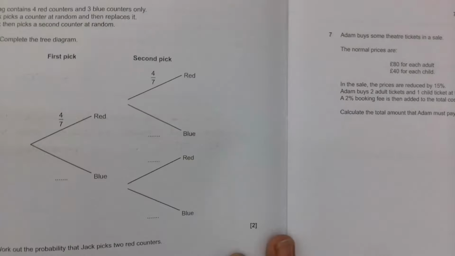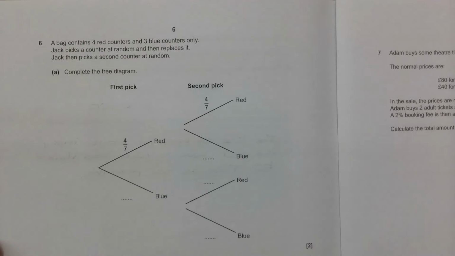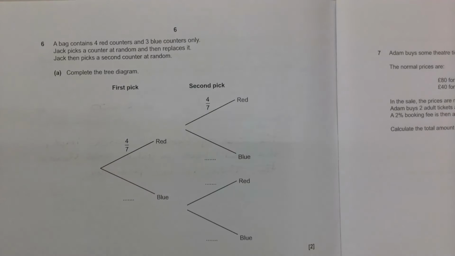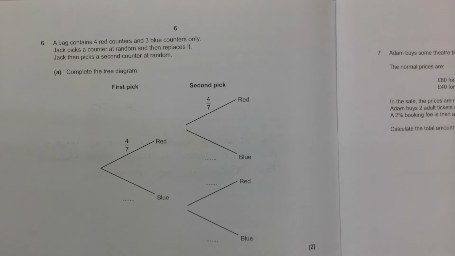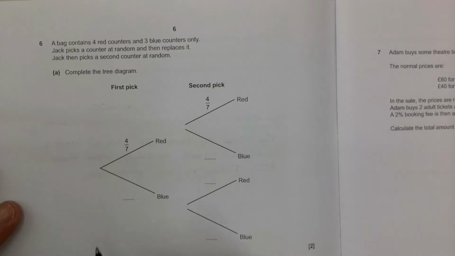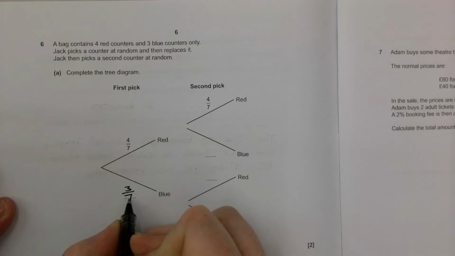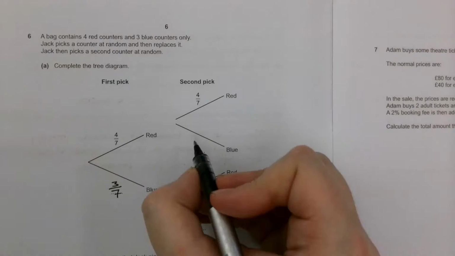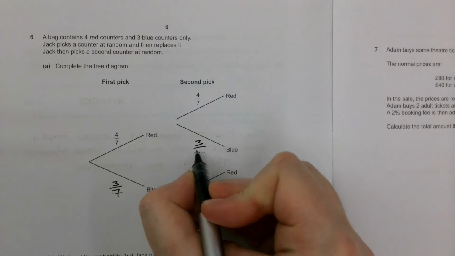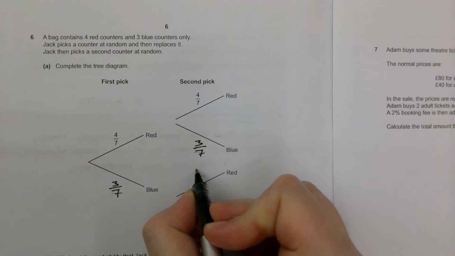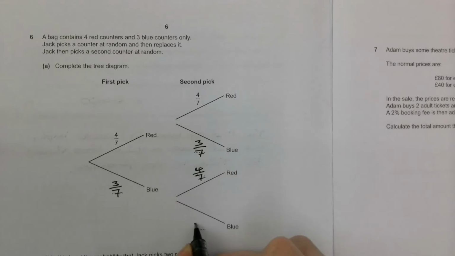Question 6. Ooh, nice probability question. A bag contains 4 red counters and 3 blue counters only. Jack picks a counter at random and then replaces it. Jack picks a second counter at random. So each time he's picking from the same 7 counters. 4 in 7 chance of it being red, 3 in 7 chance of it being blue. And because he replaces his counters when he goes for his second pick, exactly the same. 4 in 7 red, 3 in 7 blue.